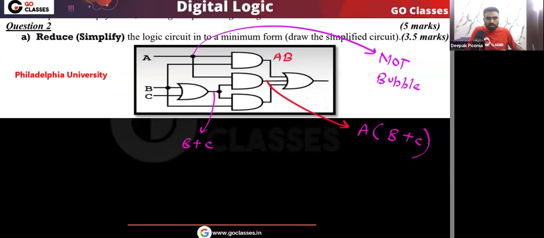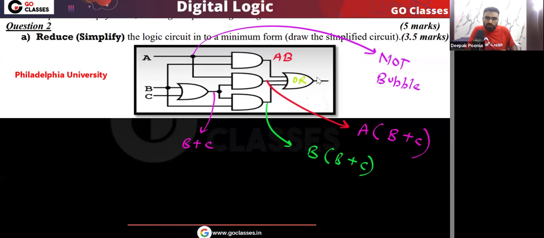B or C. Now let's see what about the third AND gate. For this third AND gate, one of the inputs is B. You can see it is going like this. Notice one of the inputs is B. So this B is one of the inputs, and another input is B or C. Very simple. And finally we have this OR gate here.